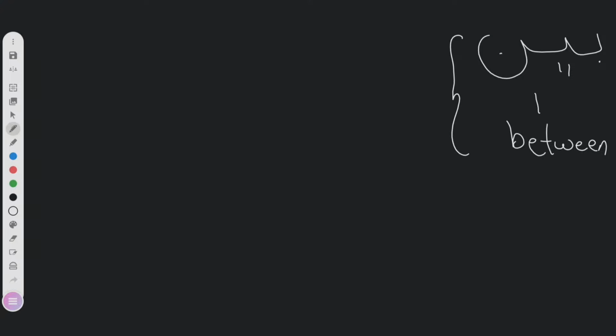The easy way to understand baina yadai. We have baina, which means between. Baina means between. Let's take some examples.